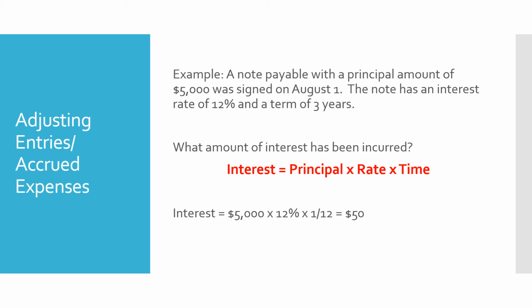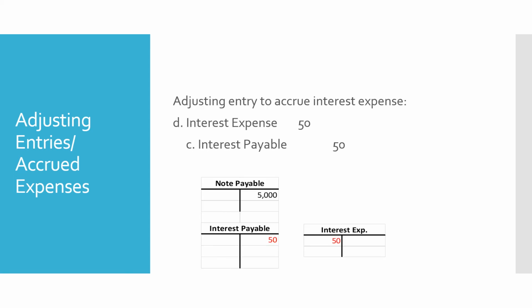We only want interest for 1 month here. So we're going to say 5,000 times 12% times 1 over 12. So once again, that 12% is an annual rate. It's the rate for 12 months. We only want 1 month's worth of interest, so that's why the time factor is going to be 1 over 12 there. And we're going to get interest of $50. So then we're going to make our journal entry. We're going to debit interest expense for $50. We're going to credit interest payable for $50.